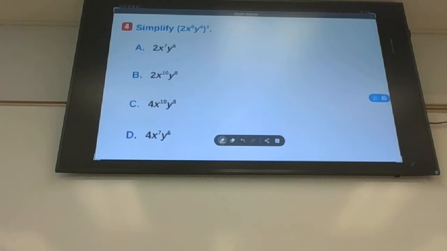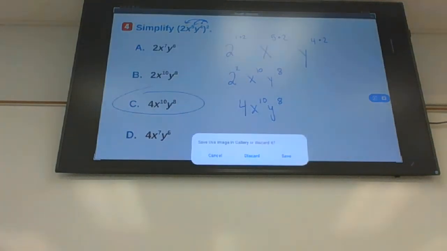So everything in the parentheses gets this power of 2. So we got 2 to the 1st power times the 2 on the outside, x to the 5th power times the 2 on the outside, y to the fourth power times the 2 on the outside. 2 squared, x to the 10th, y to the 8th. Who got it right? Thumbs up. Okay, next one.